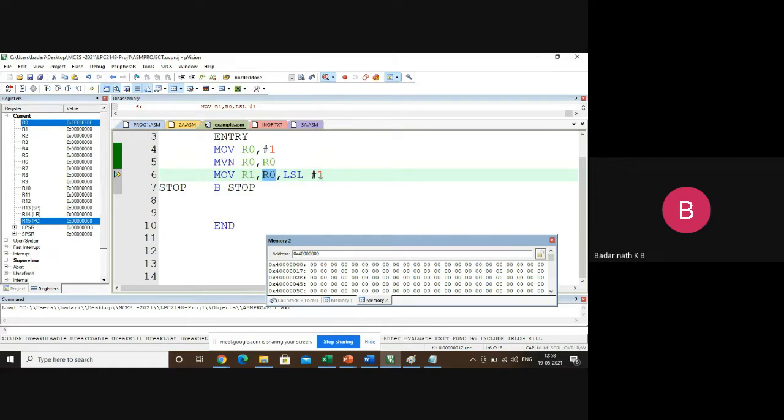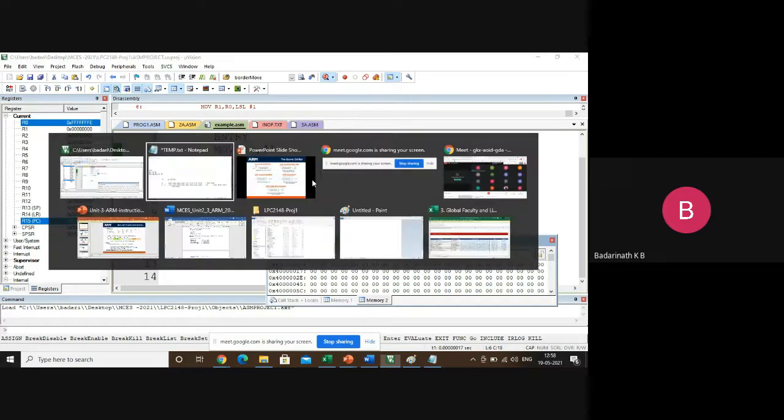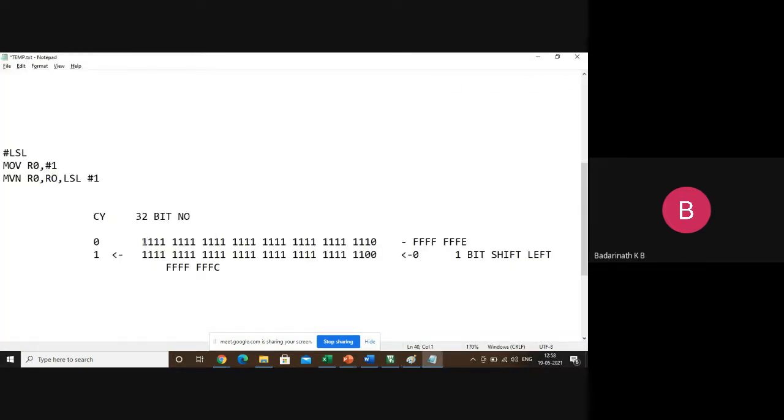Now I am shifting it left by 1. So first I have written the number in the binary format, FFFE. Split every digit into its binary pattern and write the 32-bit number. Now I am shifting it left by 1 bit.